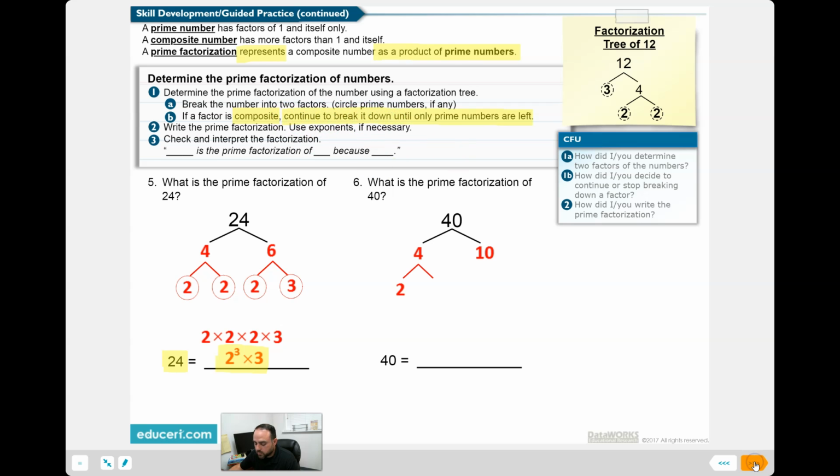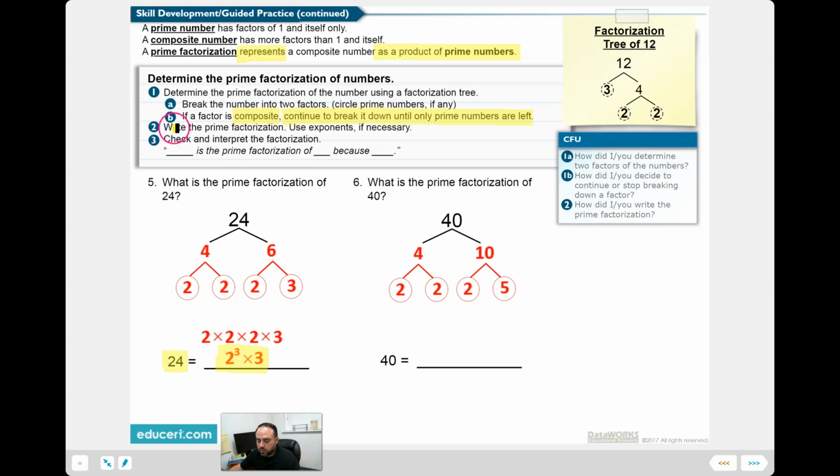4 breaks into 2 times 2, both of which are prime, so we circle the 2 and circle the 2. 10 breaks into 2 and 5. 2 is a prime number, and 5 is also a prime number. So check your prime number endpoints and make sure that you have 3 2's with the circle and 1 5 with the circle.